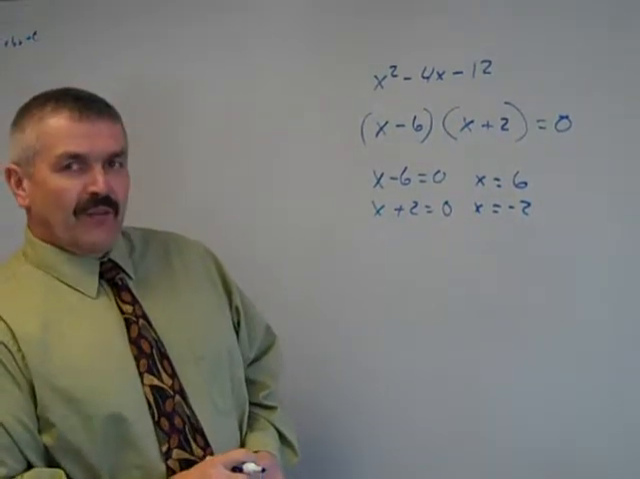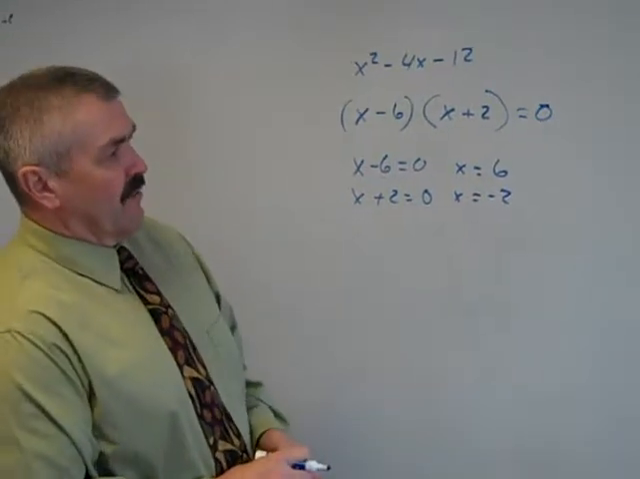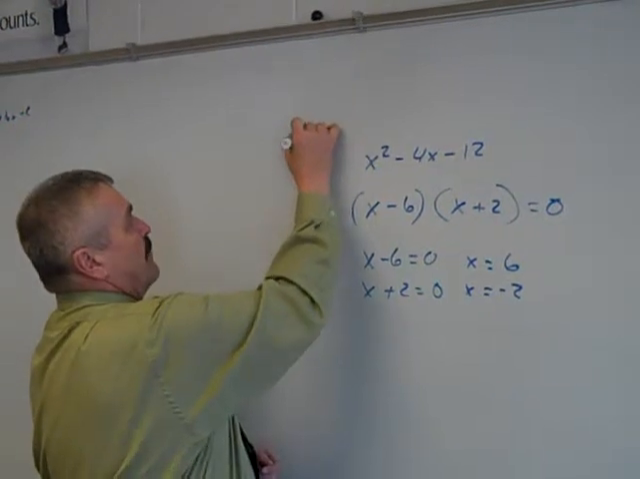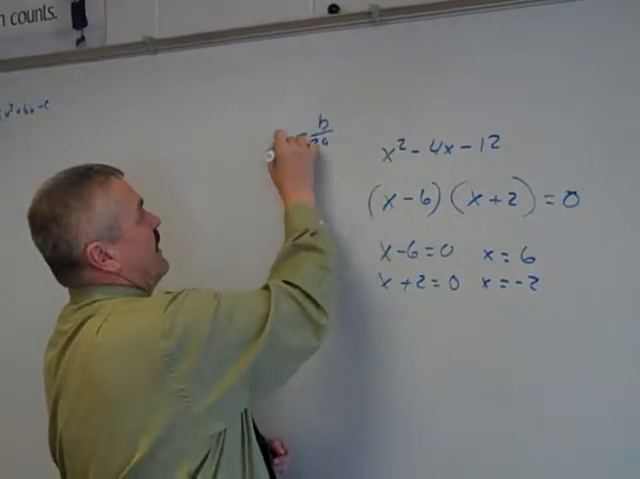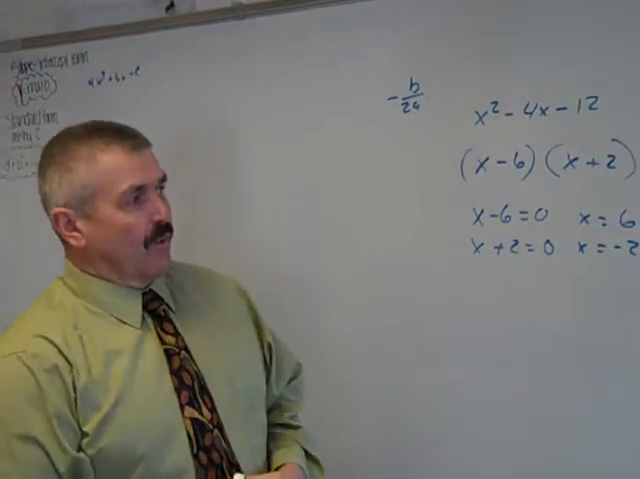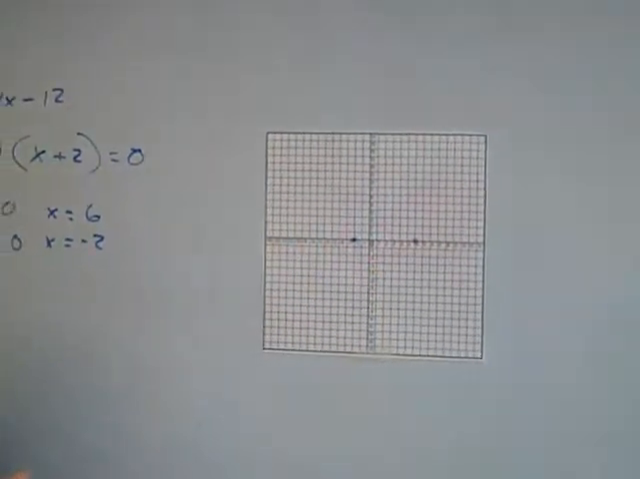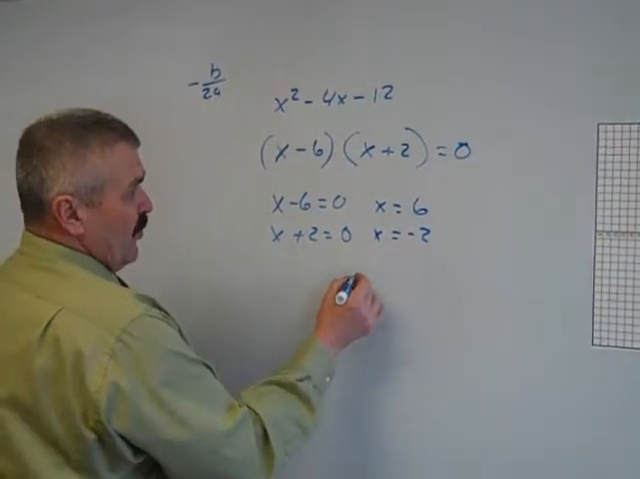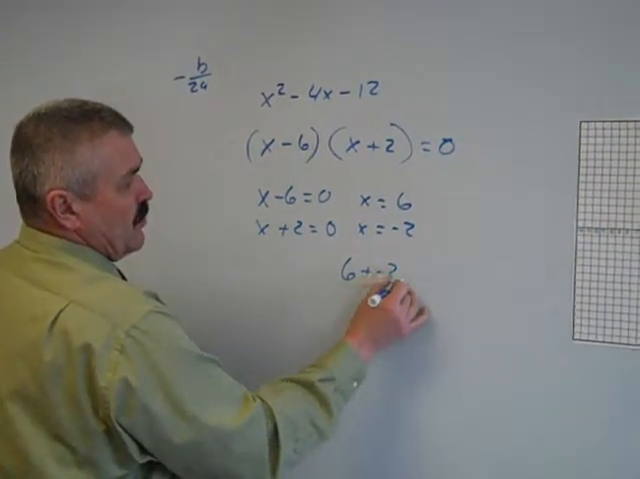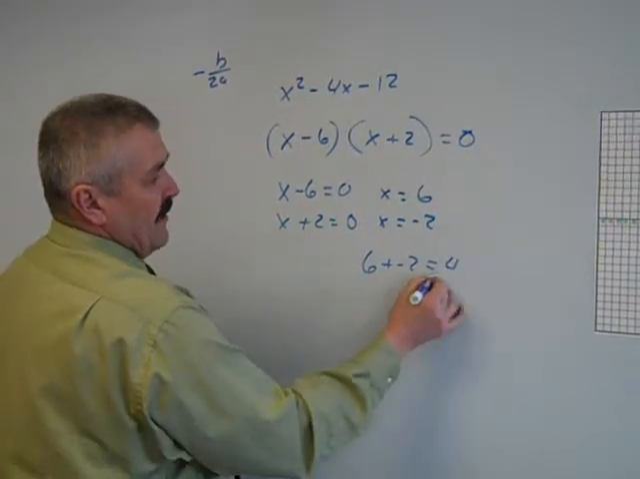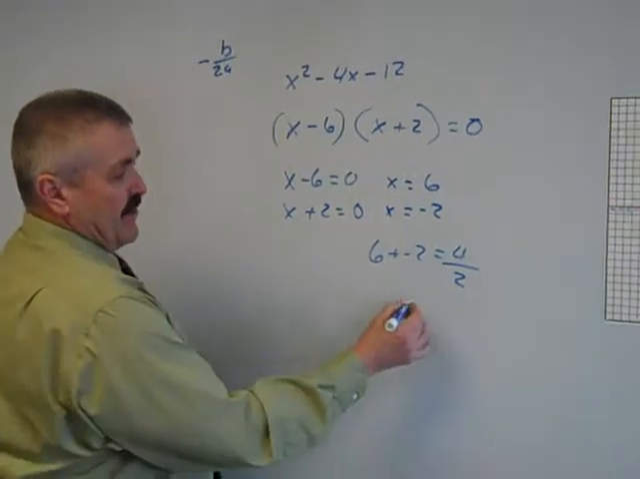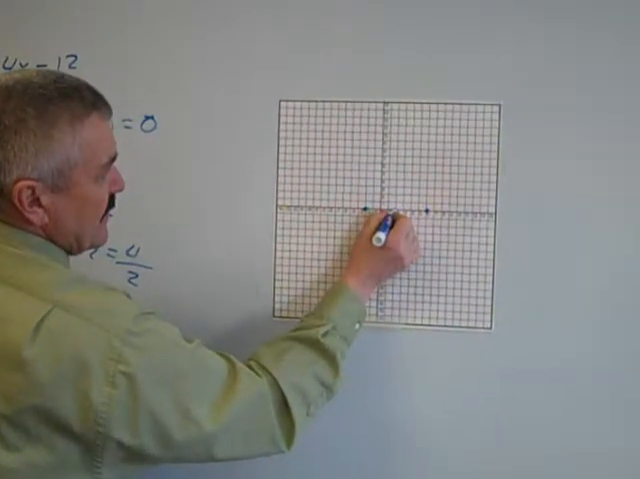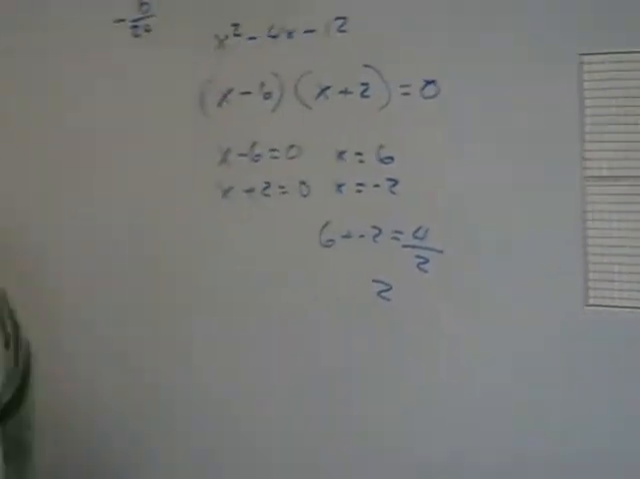Next, we're going to talk about finding our vertex. Now, we could find our axis of symmetry by using negative b over 2a. We're going to do something different though. We're just going to take our two roots and add them together. So we're going to take 6 plus negative 2, which equals 4, and we're going to divide that in half. And that's going to give us 2. And so our axis of symmetry is going to be at positive 2.